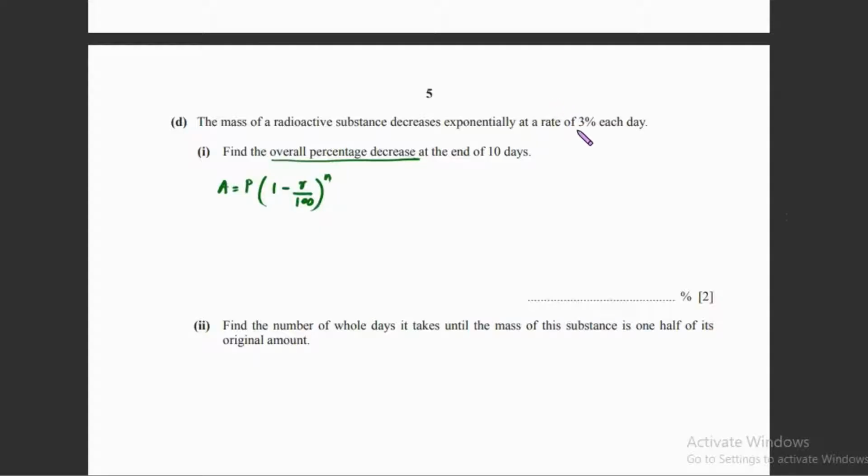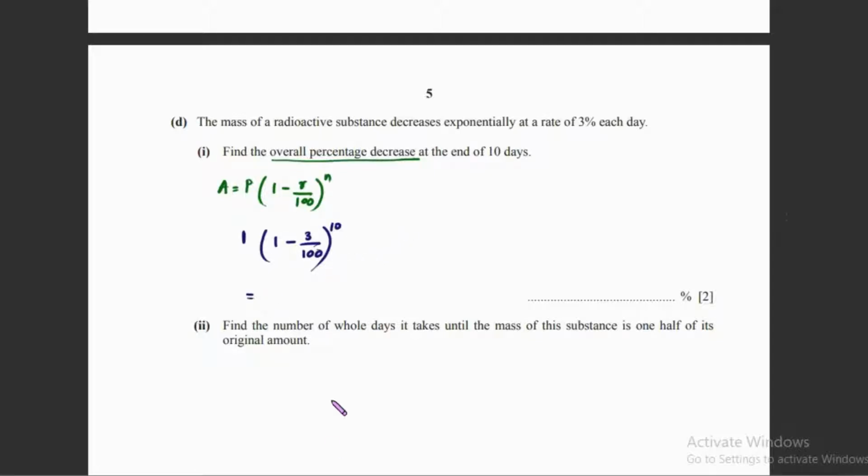Now here the rate is given to us, the time is given in days, and the rate clearly states that it decreases by 3% each day. So we need to calculate the overall percentage decrease. To do that, let's assume that the value we start with, the principal amount, is 1. This is just an assumption. So I'm going to write it as 1 minus the rate, 3 over 100. Then at the end of 10 days, the value for n is going to be 10.